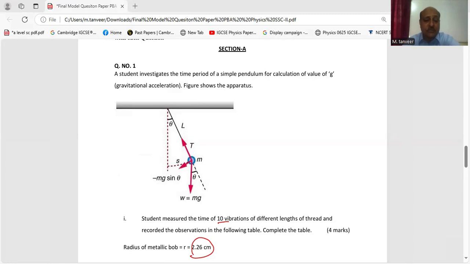Now your practical is to change the length of this pendulum. This is the length from the hook to the center of the bob. And what is the effect on time period? What is the time period? Time period is the time taken for one vibration. When the pendulum moves from A to C and back to A, this is called one vibration, and the time required to complete one vibration is called time period. You have to study the effect of length on time period. This is your question.